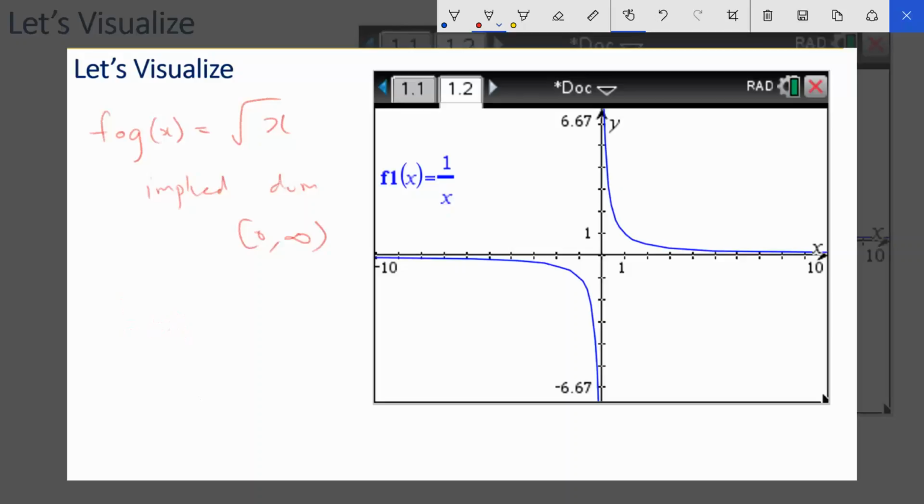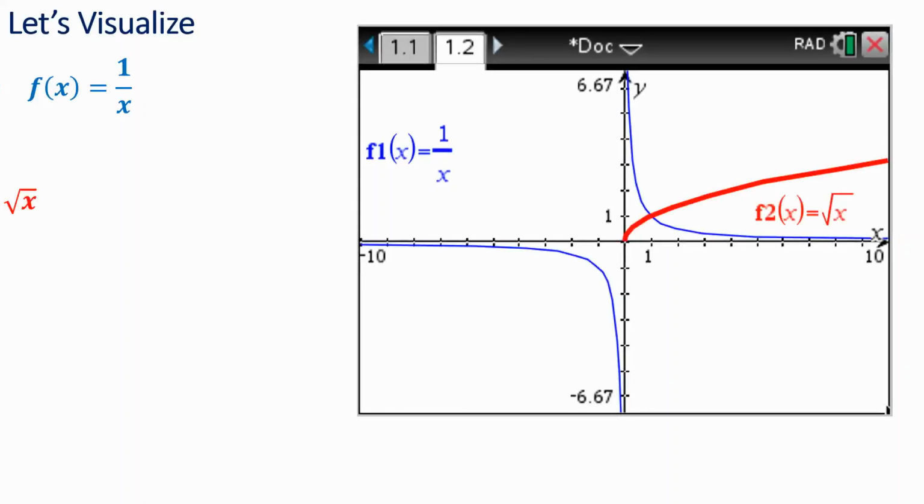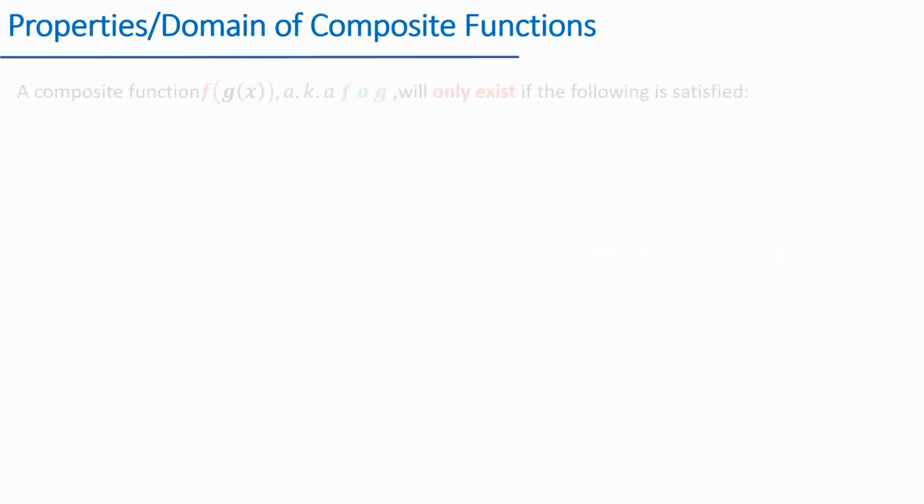All right, let's do a couple of examples to see if we understand. All right. Now, let's have a look.